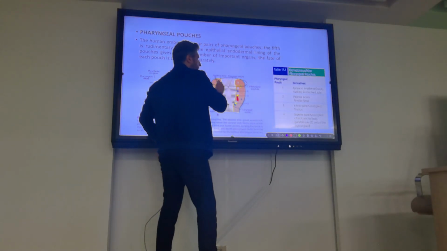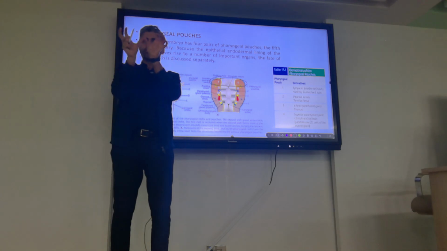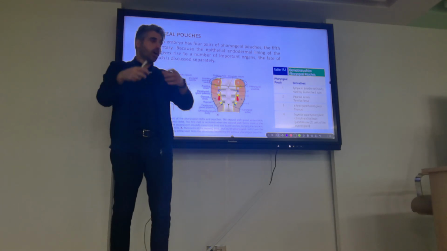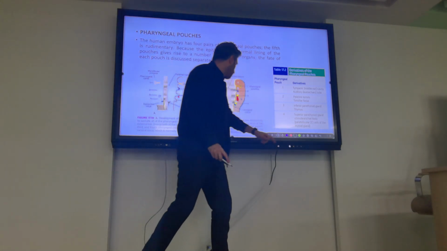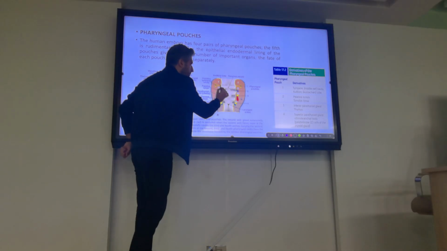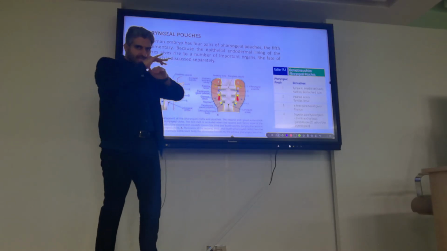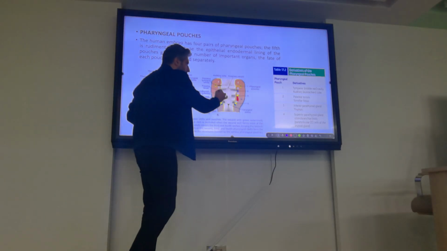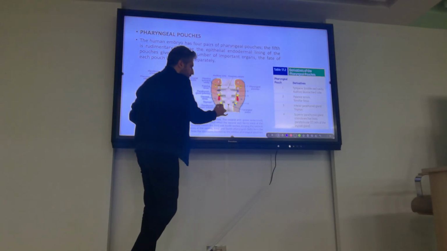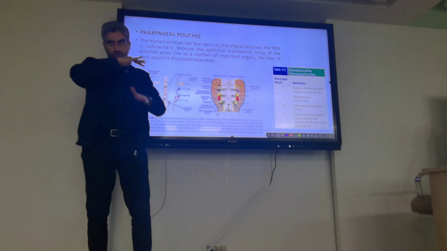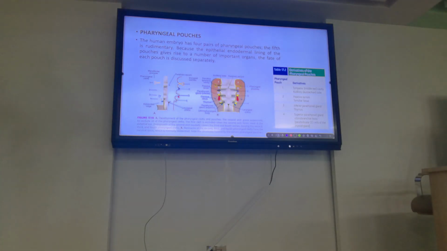This is arch number 1. They opened that and they show you like this. Arch number 1 and arch number 2, you can see the cleft between them. This is the cleft between arch number 1 and 2. Number 2 and 3, this is the cleft. Number 3 and 4, cleft. Number 4 and 6, this is the cleft. So between them, we have a fissure, we have a cleft.